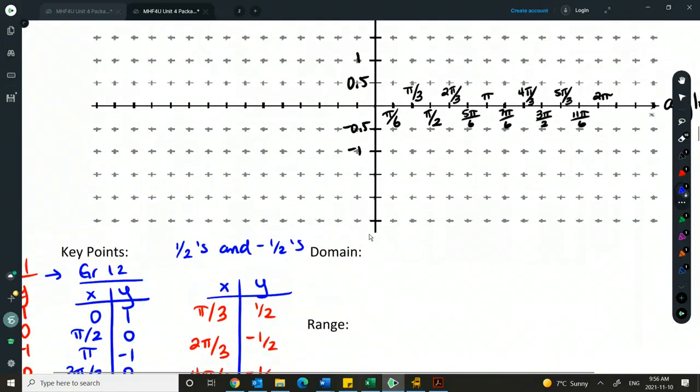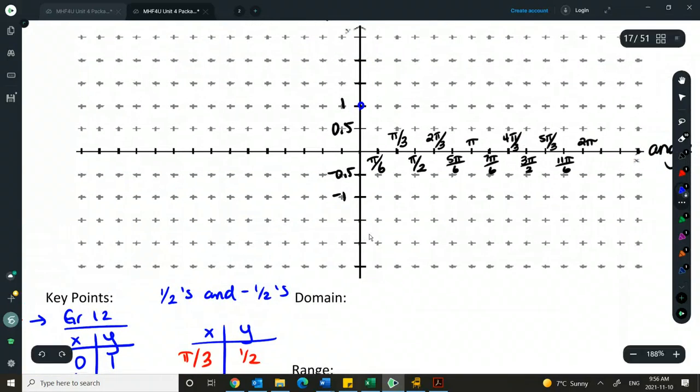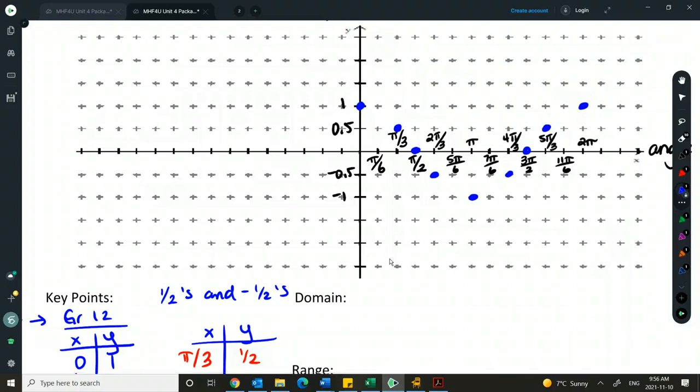So we have the point 0, 1. Pi over 3 was a positive half. Pi over 2 was 0. 2 pi over 3, negative half. Pi was -1. 4 pi over 3, negative half. 3 pi over 2, 0. 5 pi over 3, half. And 2 pi, positive 1. It should kind of look like it makes sense, right? If I've done it correctly, it should go in a nice smooth curve there, right?